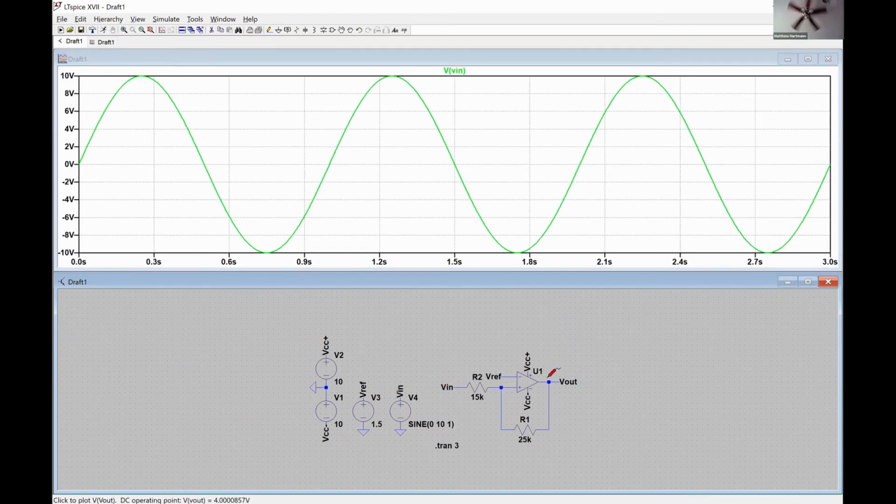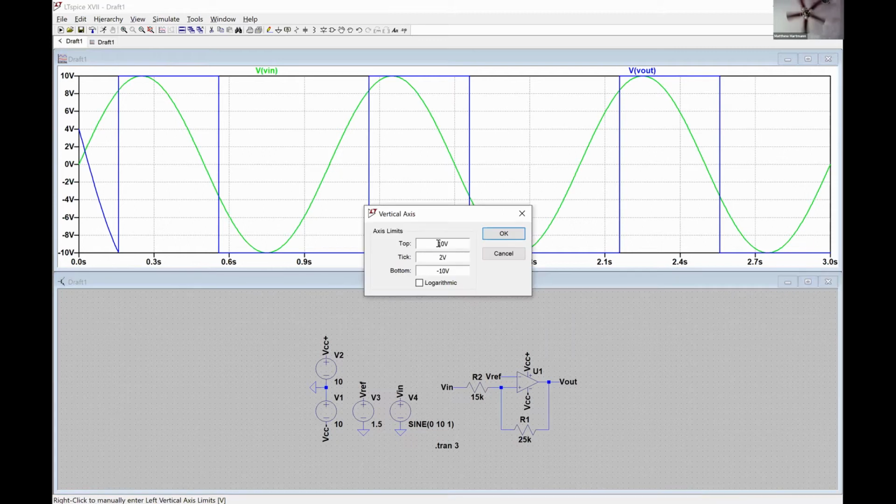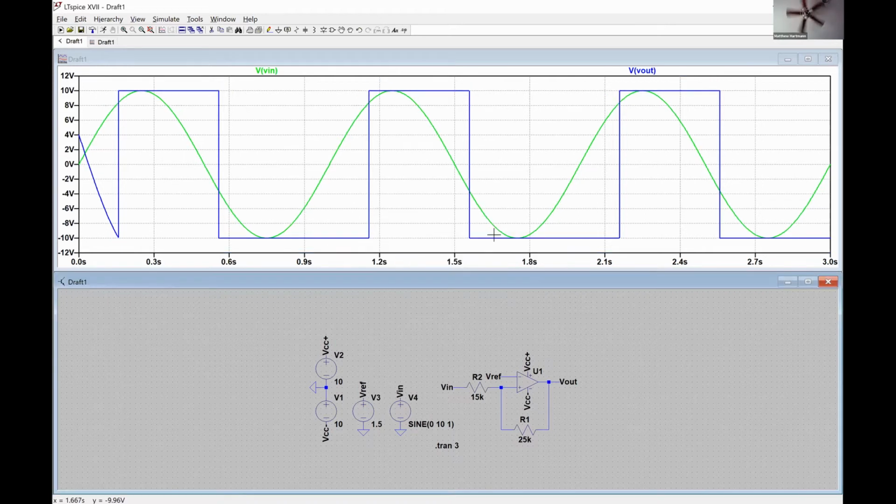There's my input. There's my output. And I'm going to change this to plus and minus 12 so I can actually see it clip. So I guess that's how you do it. I don't know what problem you were having, but that's how I do it.